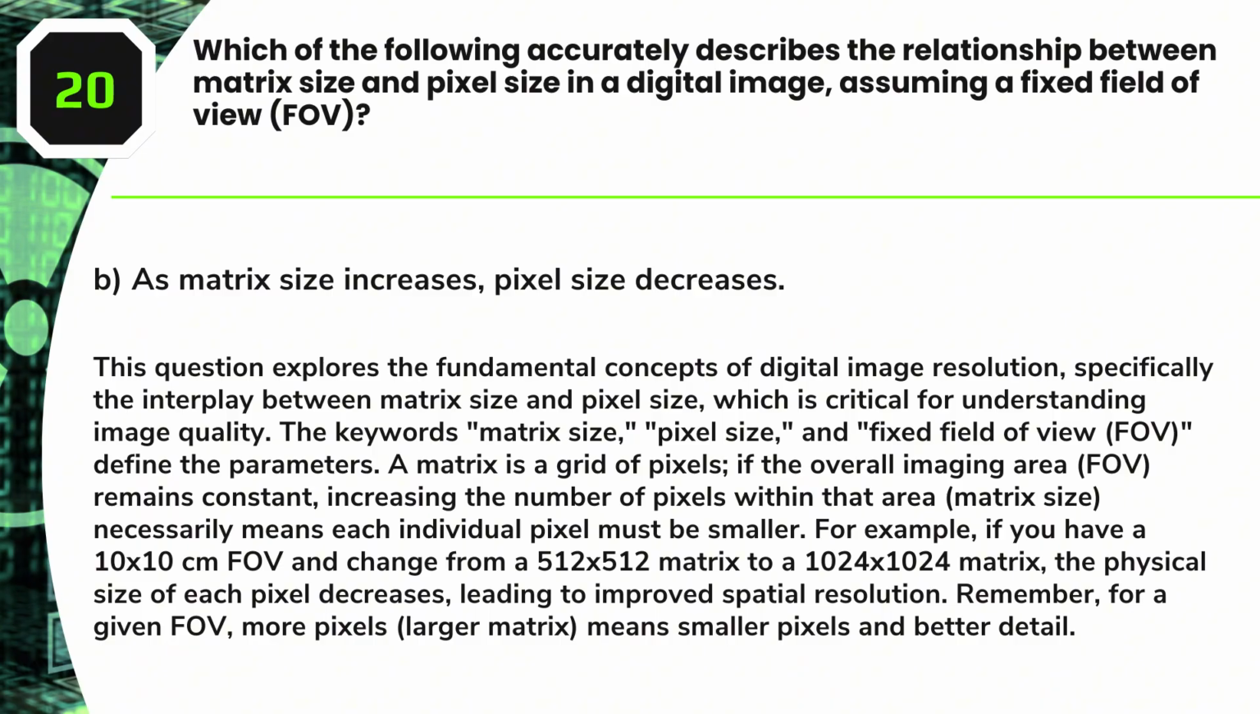If the overall imaging area, FOV, remains constant, increasing the number of pixels within that area, matrix size, necessarily means each individual pixel must be smaller. For example, if you have a 10 by 10 cm FOV and change from a 512 by 512 matrix to a 1024 by 1024 matrix, the physical size of each pixel decreases, leading to improved spatial resolution. Remember, for a given FOV, more pixels, larger matrix, means smaller pixels and better detail.